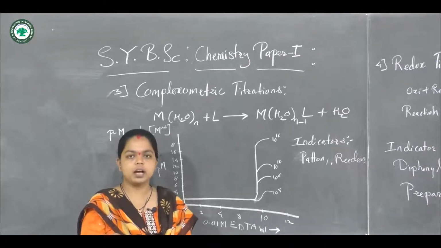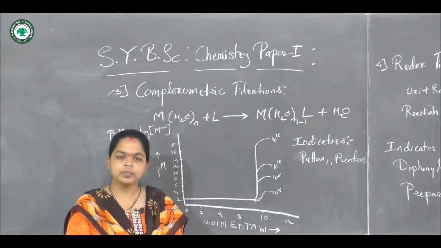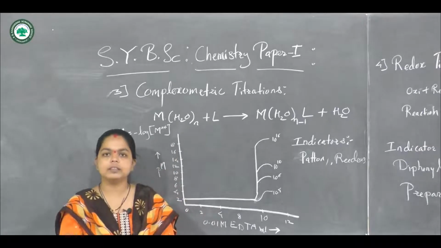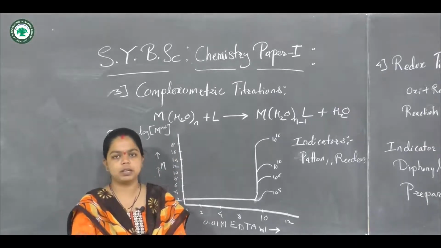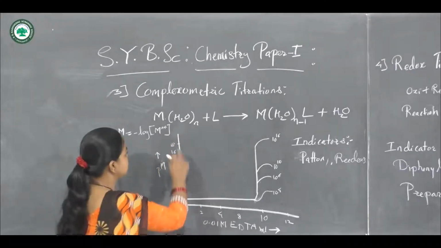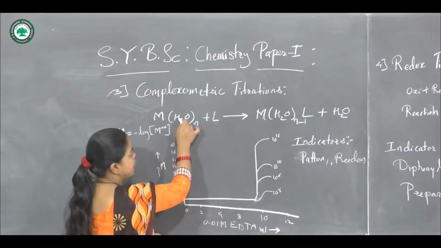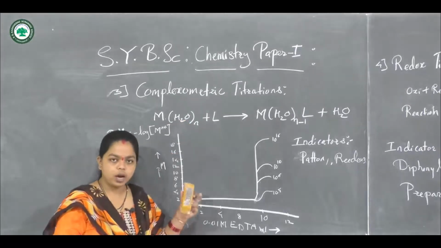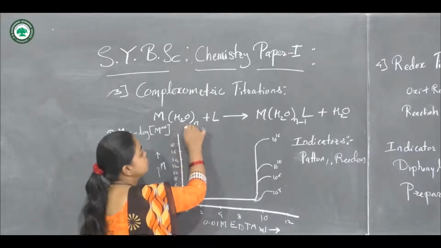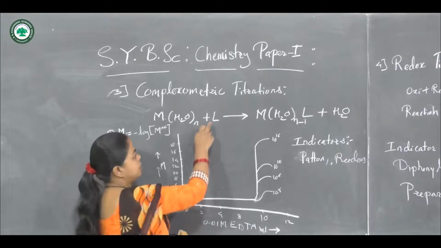So ligands are nothing but electron rich species, and they will donate electrons to the central metal ion and form a stable complex of a particular geometry. Now when we consider this reaction, this metal ion contains this H2O. Now this H2O are nothing but the ligands which are present in the complex. So what happens if we add another ligand like L?